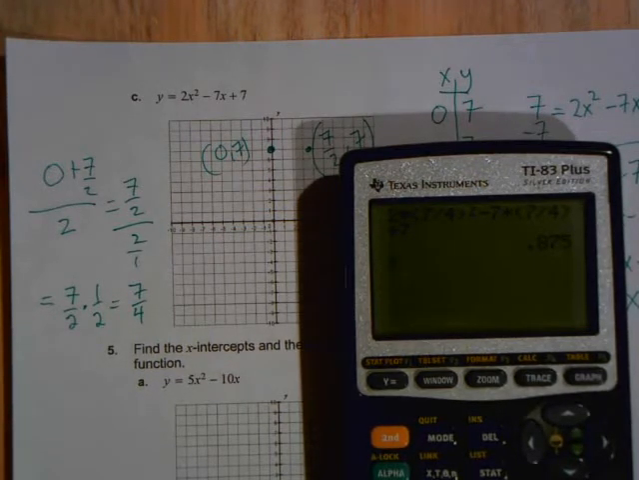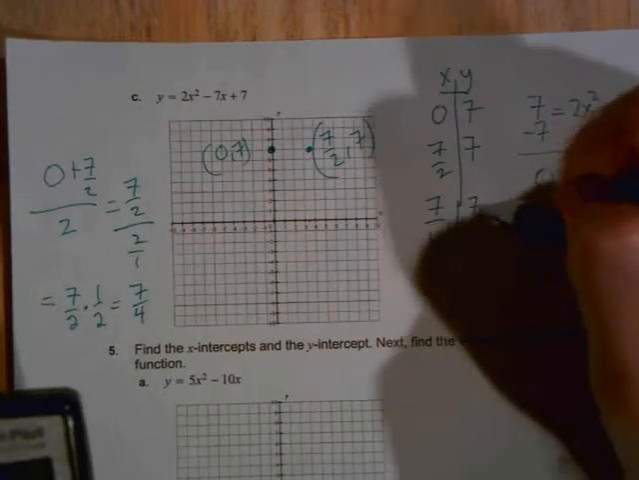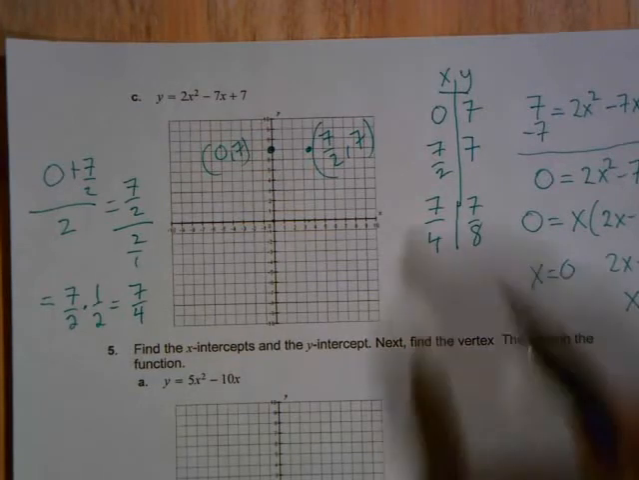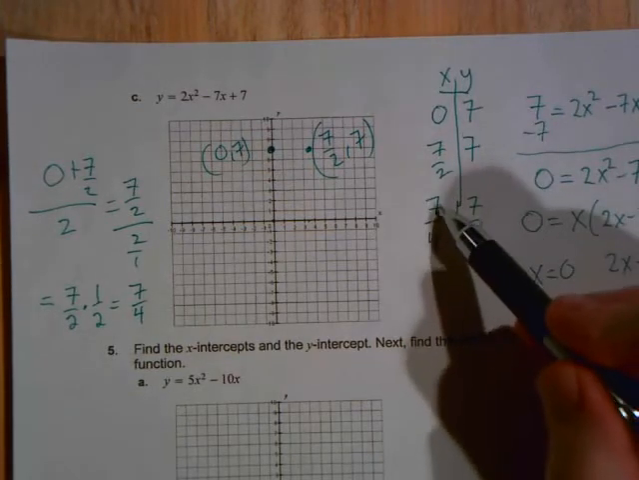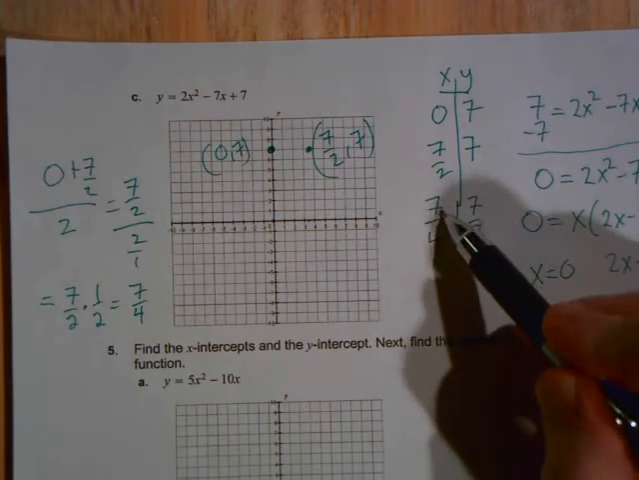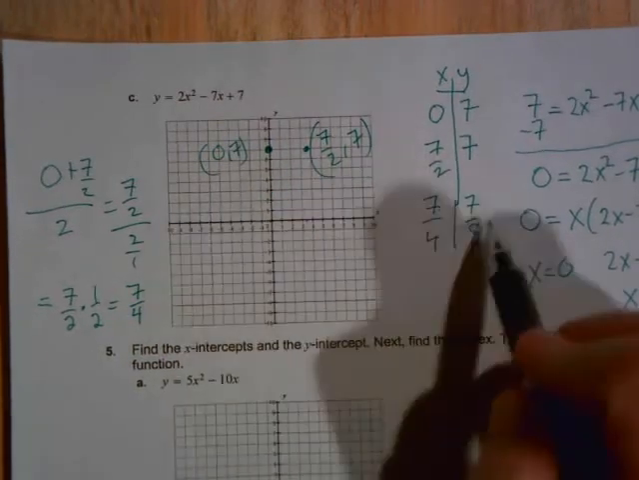0.875. Okay, that's a little bit smaller than 1. I guess I'd like my calculator to give me a fraction. 7/8. Okay, so where is 7/4? Well, 7/4 is 1 3/4. Or think of it this way, 7/4 is a little bit smaller than 8/4, so it's a little bit smaller than 2. And then 7/8 is a little bit smaller than 1.